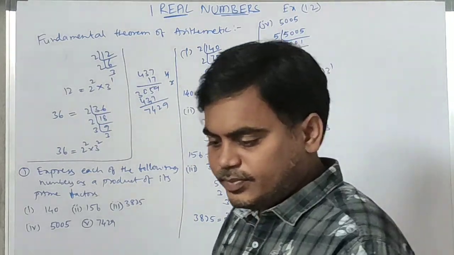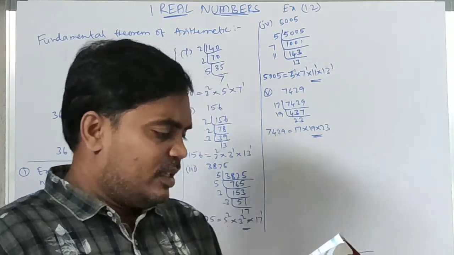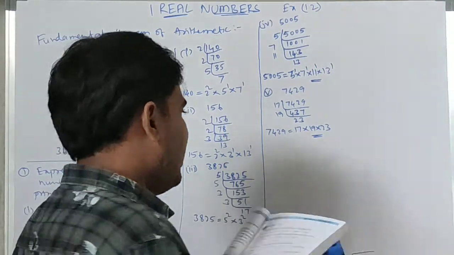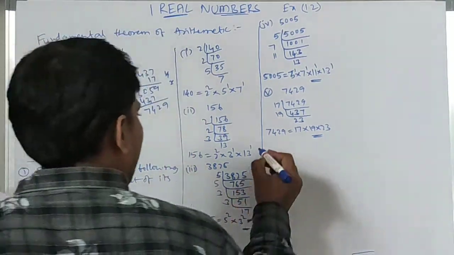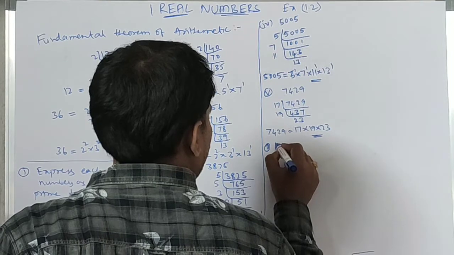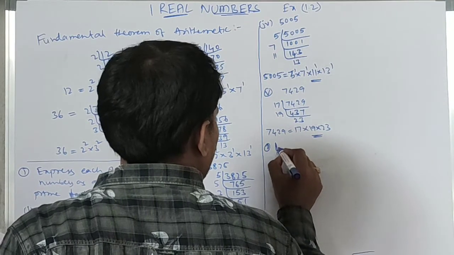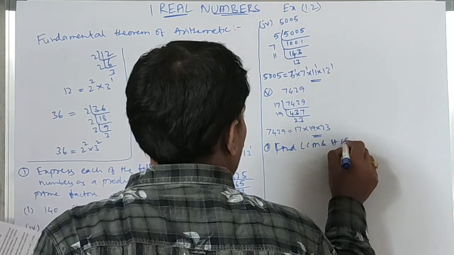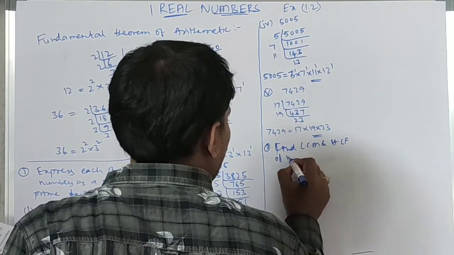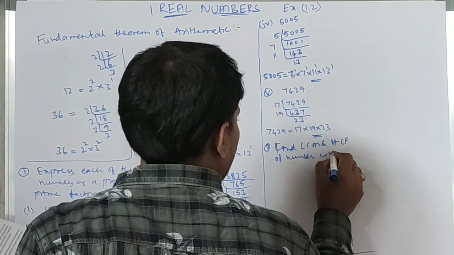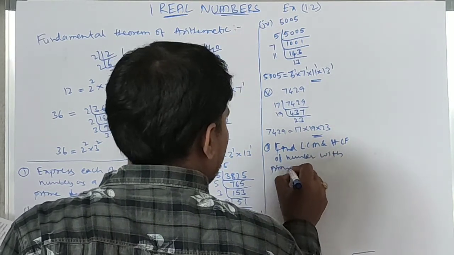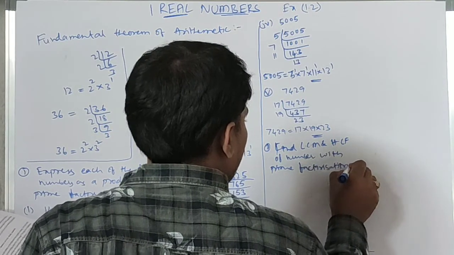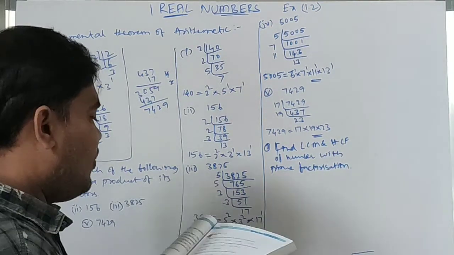Okay, next. Second question: find the LCM and HCF of the integers by the prime factorization method. So find the LCM and HCF of numbers with prime factorization. We want to do this one with the prime factorization method.